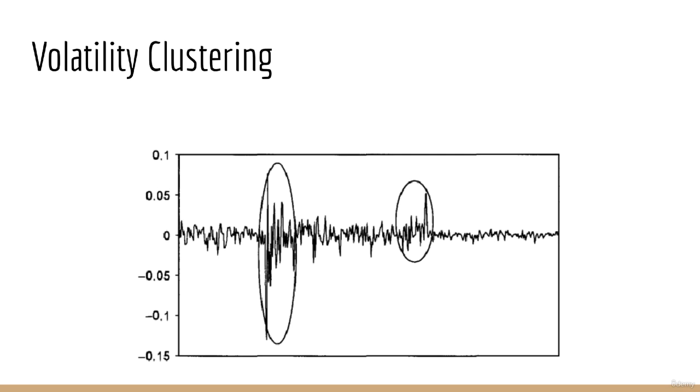Next, we'll look at an important feature of stock returns called volatility clustering. This shows us that the behavior of a stock return changes over time, and that how it changes is related to how it has changed recently. This helps us to have some predictability in the behavior of stock returns.